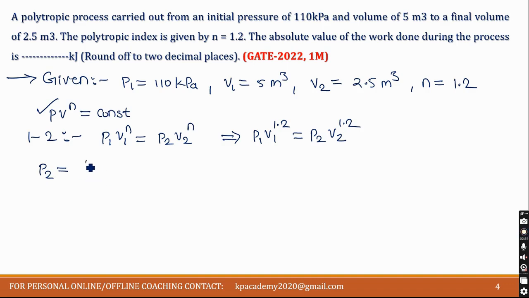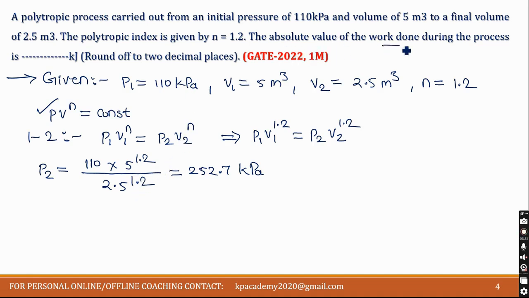So P2 is equal to P1, that is 110, into V1, which is 5, raised to 1.2. V2 is on the right side, so in multiplication it will go downward, in the denominator. V2 is 2.5, so 2.5 raised to 1.2. If you solve this equation, we get the value of P2 as 252.7 kilopascal, the pressure after the process.